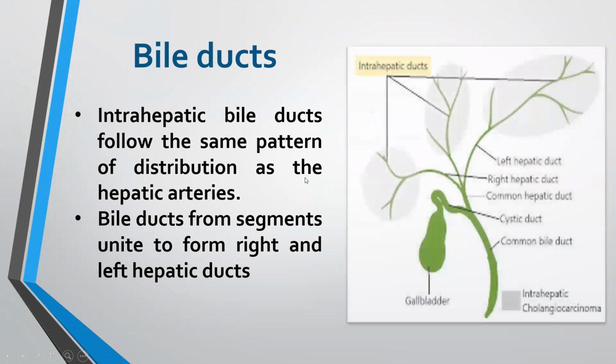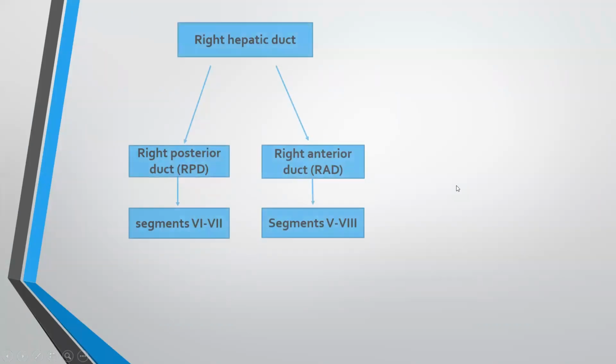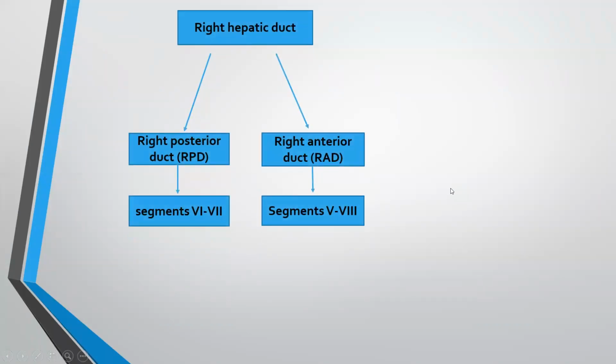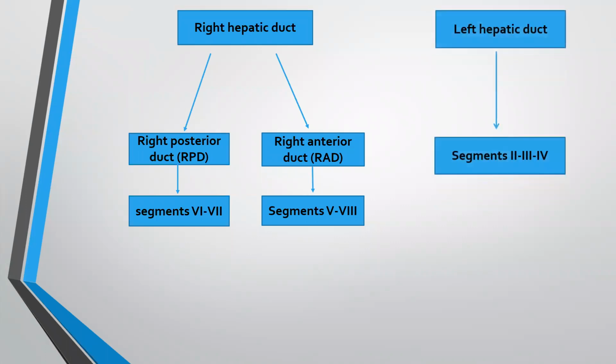The bile ducts. Intrahepatic bile ducts follow the same pattern of distribution as the hepatic arteries. Bile ducts from the segments unite to form the right and left hepatic ducts. This is the left hepatic duct, and this is the right hepatic duct. The right hepatic duct is composed of two ducts: the right anterior duct that drains segments 5 and 8, the anterior segments of the right lobe, and the right posterior duct that drains the posterior segments 6 and 7.